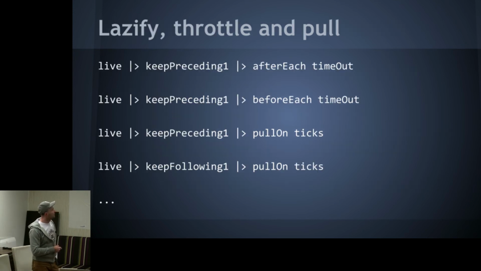So using key preceding one, we can actually write many kinds of throttling and sampling operations. For instance, in this example, we have a live stream, then we keep the preceding one element, and then we pull on ticks from the tick stream. So this is actually like sample before. We get a sample from the live stream before the tick. And this can be done in a compositional way.